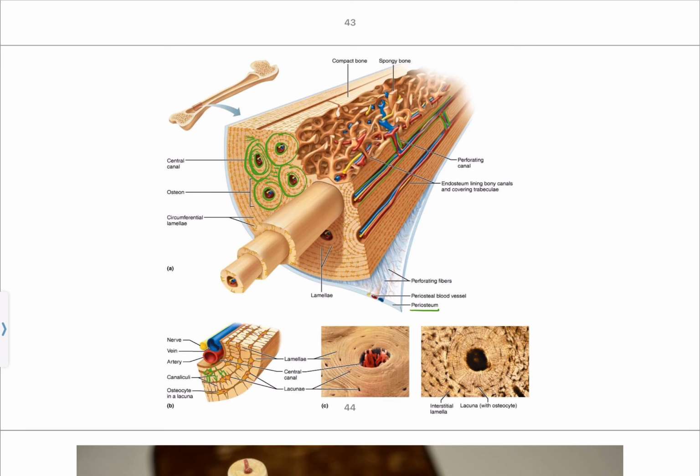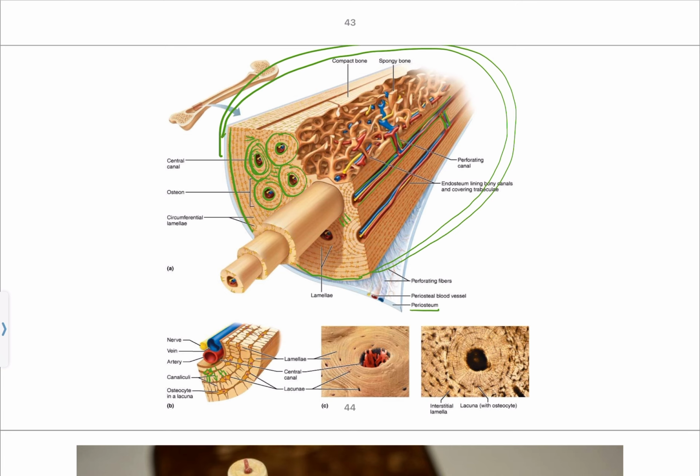They're not complete. They're not making up true osteons. These are what we call interstitial lamellae. We also see these lines going around the entire circumference of the bone. So this is only a section of bone, but if we imagine the entire line going all the way around, we would have these other lamellae going around the entire circumference of the bone. And that's what we call circumferential lamellae.